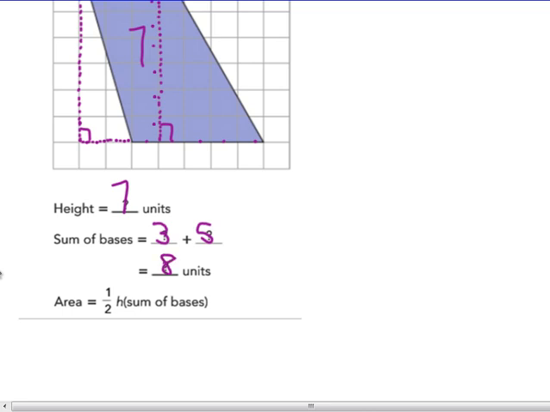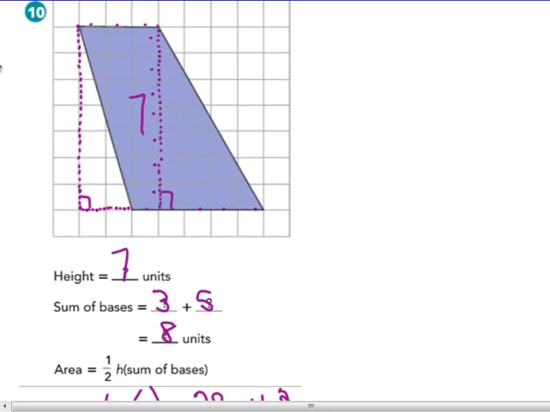So half the height times the sum of the bases. So I get half of 7 times 8. Well, 7 times 8 is 56. Half of 56 equals 28 units. It's on unit graph paper, squared.